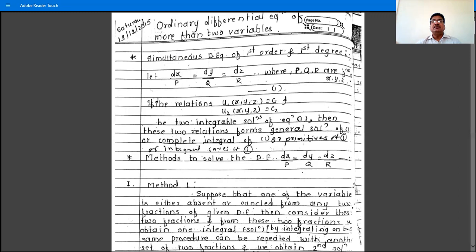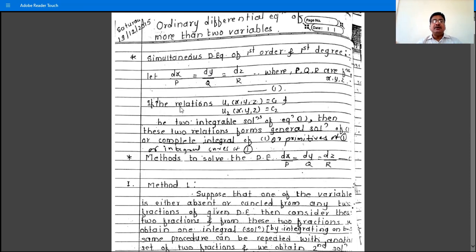The first chapter is ordinary differential equations in more than two variables. This is the first chapter, and it deals with simultaneous differential equations of first order and first degree, dx by P, dy by Q, dz by R. In this chapter we will see the methods to solve this type of equation, of the form dx by P, dy by Q, dz by R, where P, Q, R are functions of x, y, z.